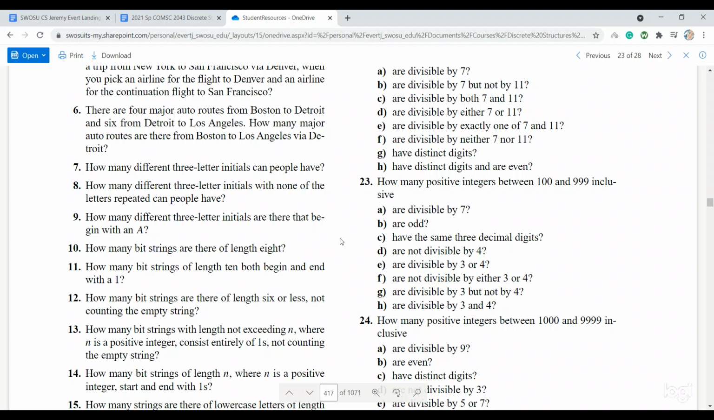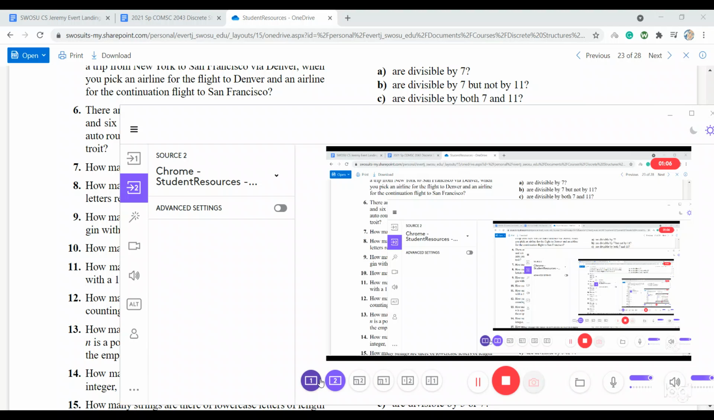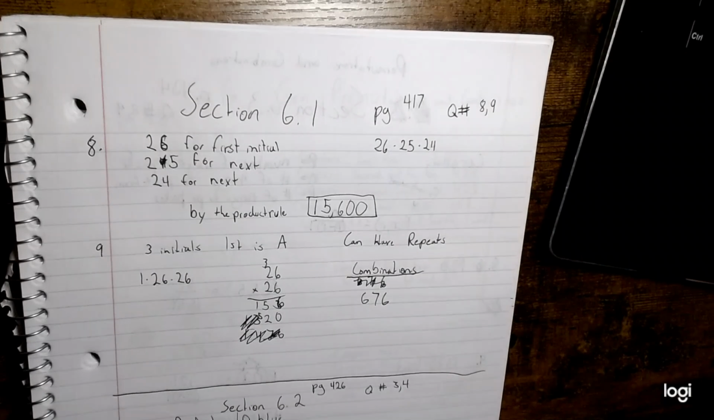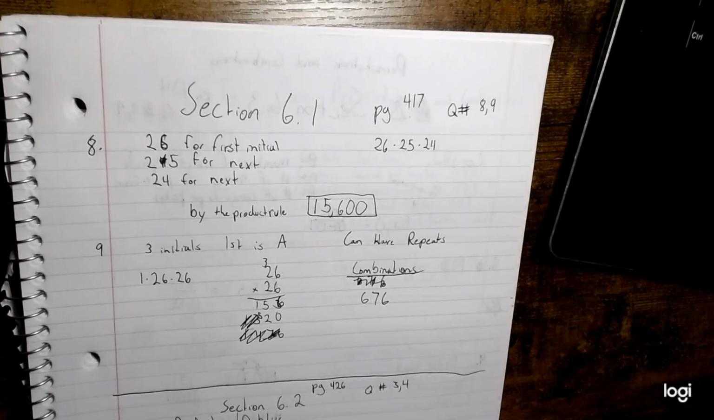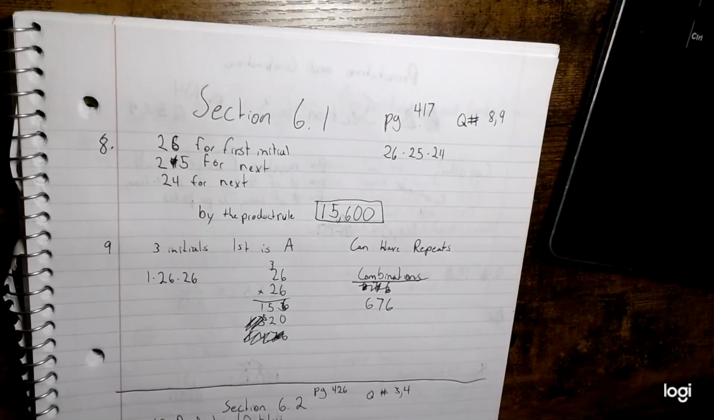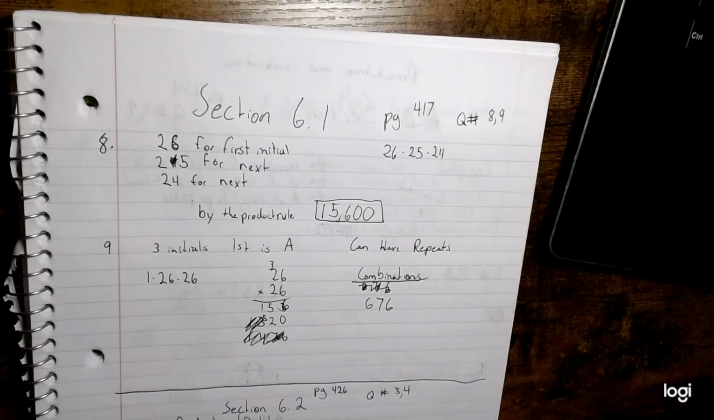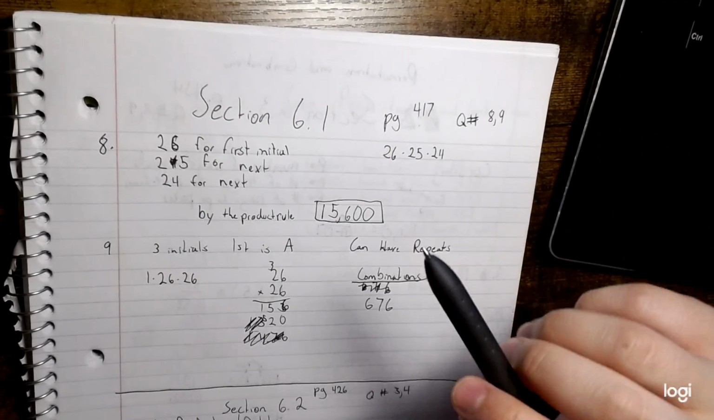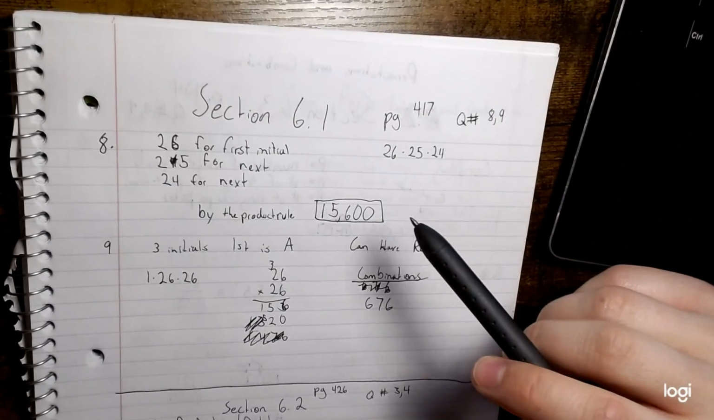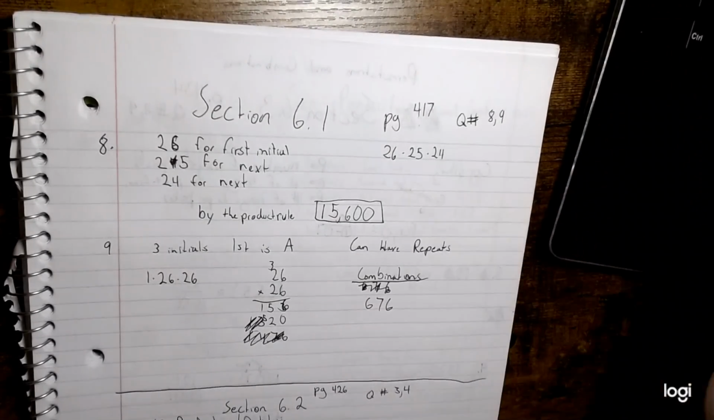Alrighty, so we'll hop right in. I'll show you guys my journal and I'll show you guys how I got to my answers. So first question, as we can see here, section 6.1, question 8. So by the product rule, and I'll kind of explain how I understood it and go on from there. So we're looking for a 3-letter initial.